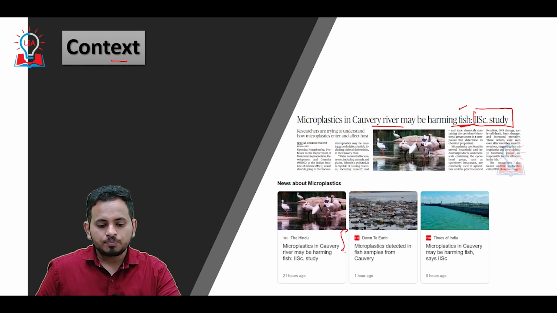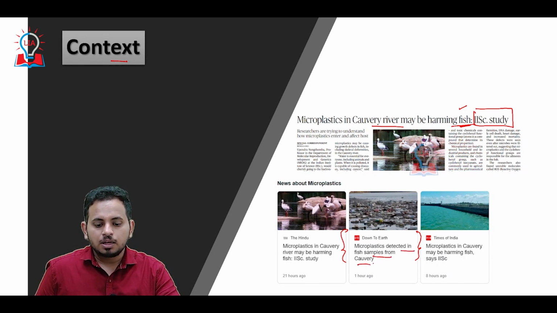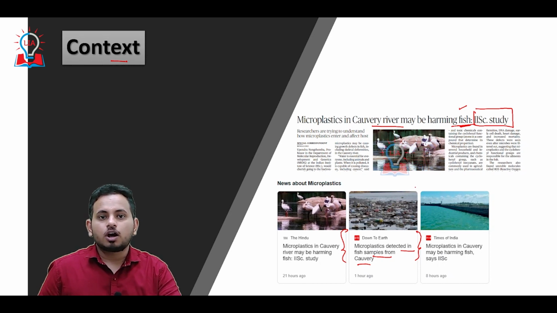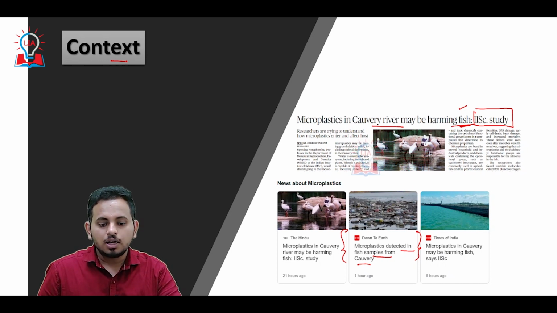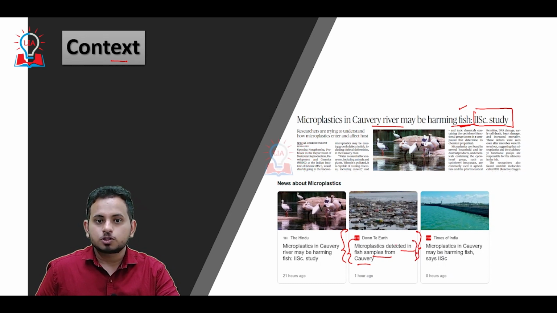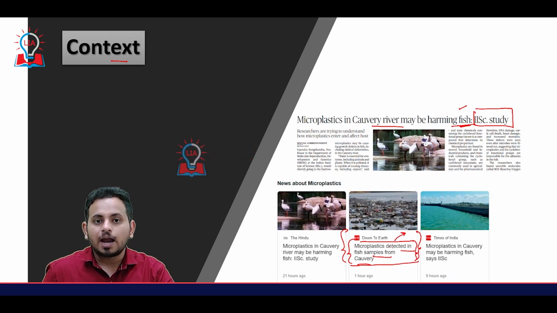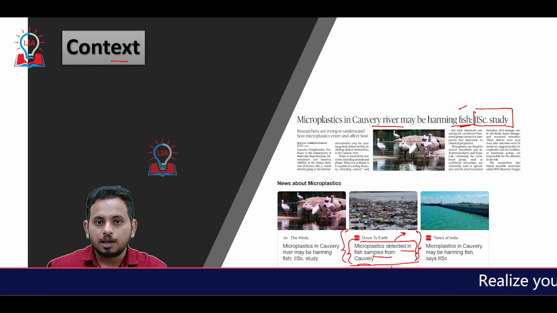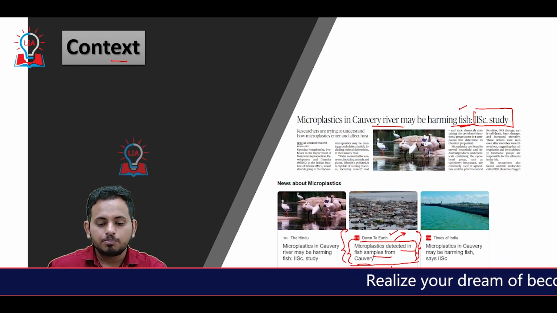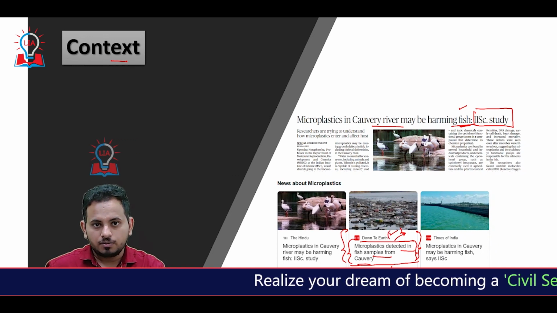You can also see here in the magazine Down to Earth, you have microplastics detected in the fish samples from Kaveri River. Kaveri River is really important for the economy of Bangalore, which is the capital city of Karnataka, because the entire drinking water requirement of Bangalore is taken care of by the water of Kaveri River. So this becomes very important. This has economic importance and also environmental importance. It has economic importance because of the importance associated with the Kaveri River and Bangalore.